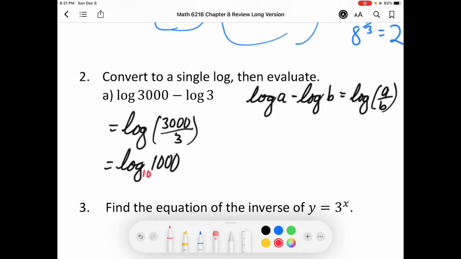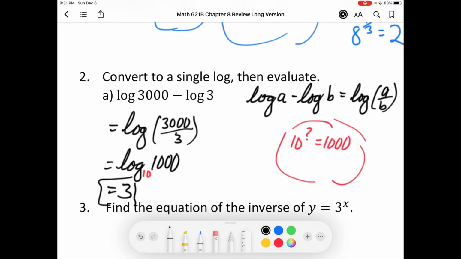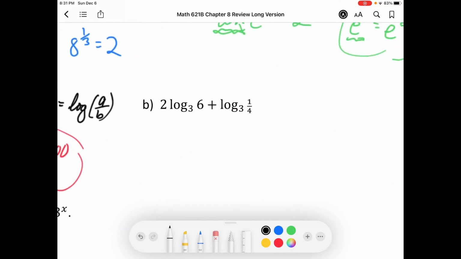So let's go to Dreamland again. This is really just asking us, 10 to the power of what gives me 1,000? And the answer to that question is 3. 10 to the 3 is 1,000. So in the end, this whole expression just meant the number 3. Let's take a look at another one.